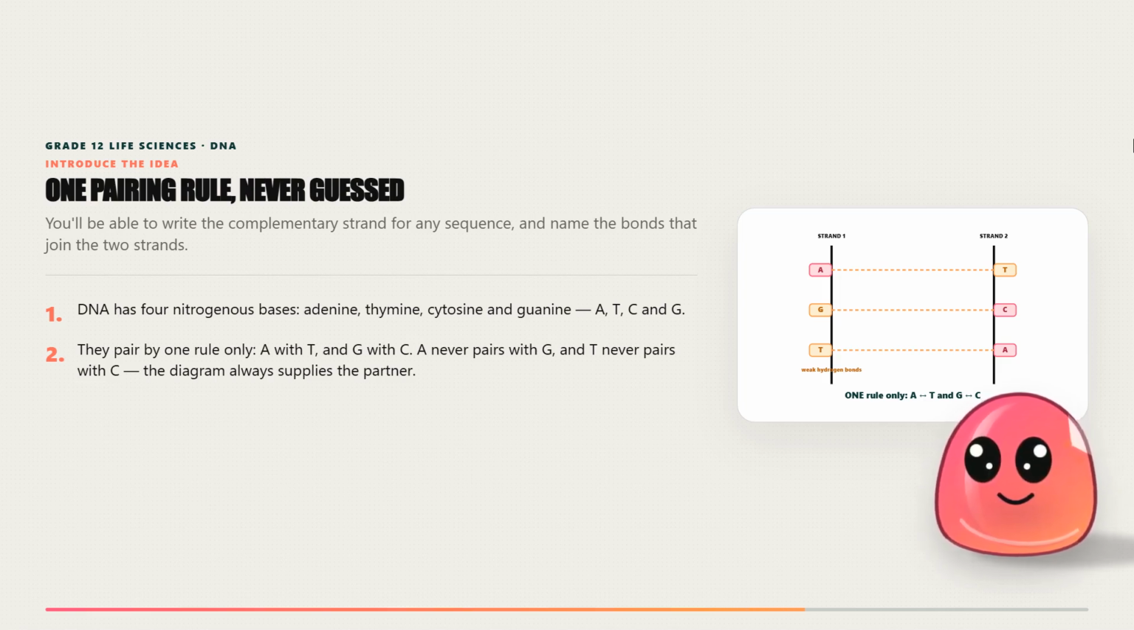The word weak matters in the memo. The backbone is held together by covalent bonds, but the strands themselves join through the weak hydrogen bonds. One rule, one bond type, that's the whole stage.